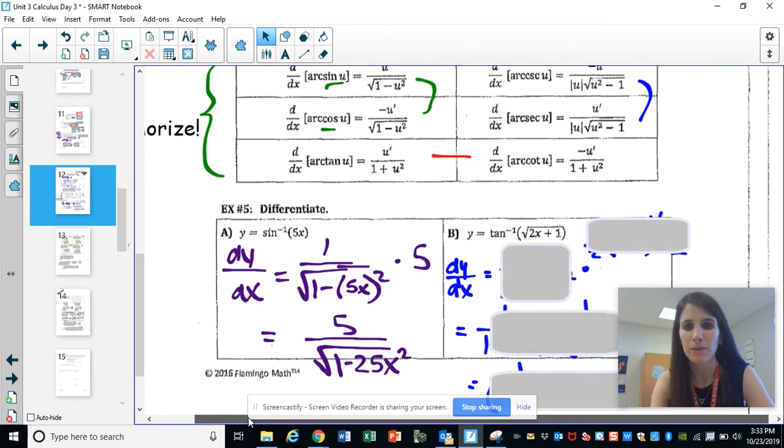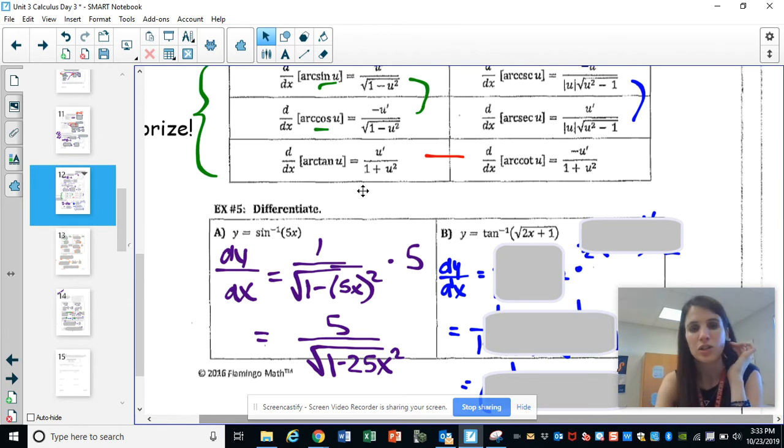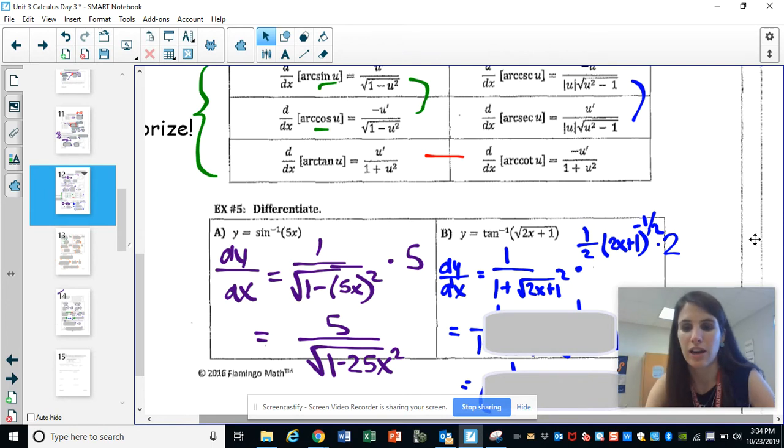All right, B, so now we're looking at tan inverse. So inverse tan, that's where we're dividing by 1 plus the inside squared. So that would be 1 over 1 plus the square root of 2x plus 1 squared. So that's square root squared. And we have to multiply by the derivative of the inside. What is the derivative of square root of 2x plus 1? Pause the video and try to find that right now. Try to write it down. And hopefully you got 1/2 times 2x plus 1 to the negative 1/2.